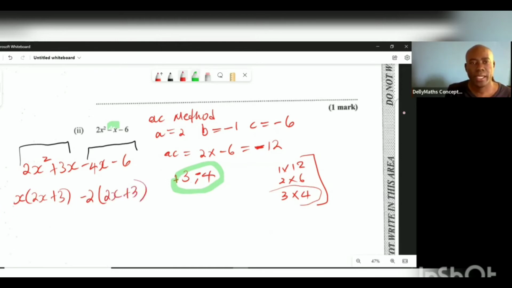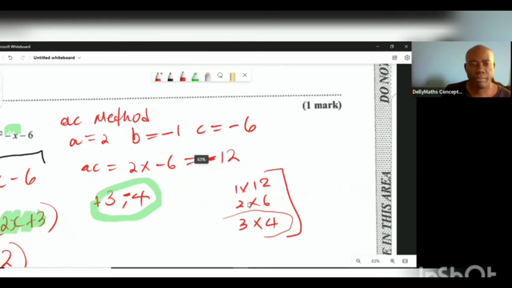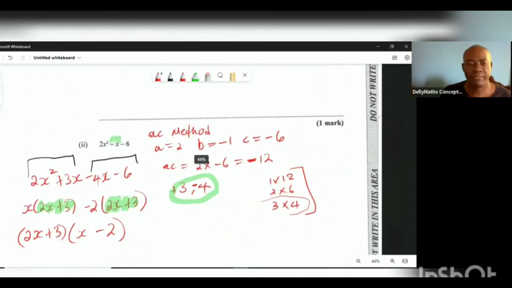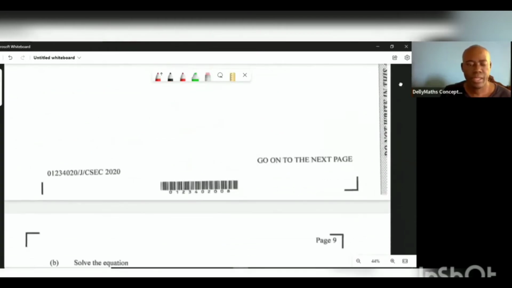And then whenever my 2 brackets come back identical, like this bracket is exactly like that bracket, then I will refactorize by taking out these. And then we put the other 2 things, but in factorizing, x comes down and -2. And so we're good like that. But there we go. That is our AC method factorization there. We would have collected some more marks.